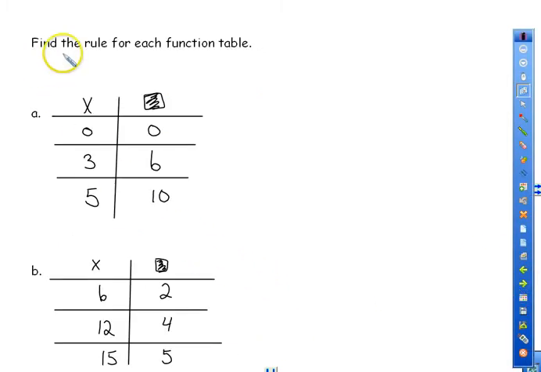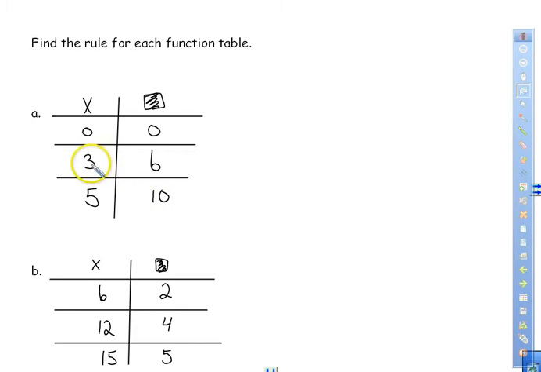Next problem. Find the rule for each function table. Go ahead and hit pause and solve for this. All right, we are trying to find the rule, so finding the pattern. 0 became 0. 3 became a 6. Well, remember, it's getting bigger, so we're going to add or multiply. So if we're going to add 3 onto the 3 to get 6, that works, but does adding 3 onto 5 give me 10? No, it gives me 8.